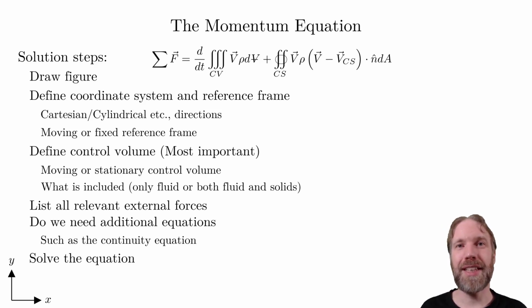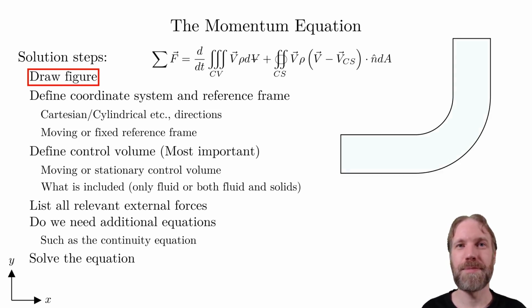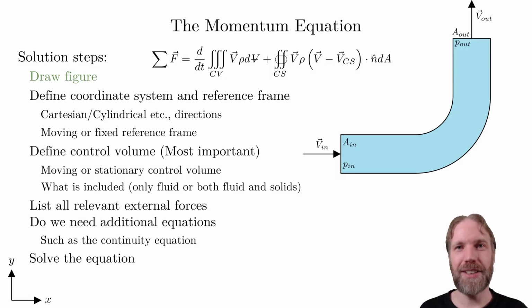Let us demonstrate this with an example of a pipe bend. We want to calculate the force on this bend due to the fluid inside the pipe. Step 1. Draw a figure of the pipe. Call the inlet velocity V in and the outlet velocity V out. Call the inlet area A in and the outlet area A out. Call the inlet pressure P in and outlet pressure P out. Now, we have a figure to work from.